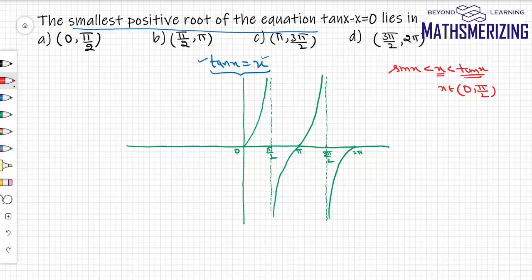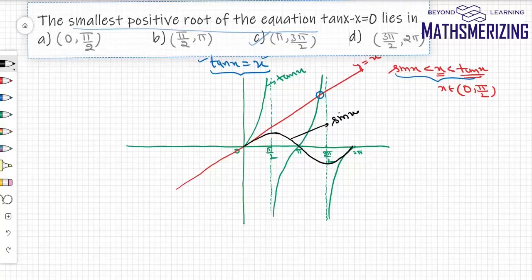That means the graph of y equals x line will lie below the graph of tan x in the first quadrant. So that is the graph of y equals x line. Now these two graphs, they intersect in the third quadrant. So answer to this question will be C. So the smallest positive root of this equation will lie in pi to 3 pi by 2. So whenever we are solving problems related to sine, tan and x, we must remember this inequality. So if I draw the graph of sine x also, now sine x will lie below x. And that's how we'll draw the graph of sine, tan and y equals x line.